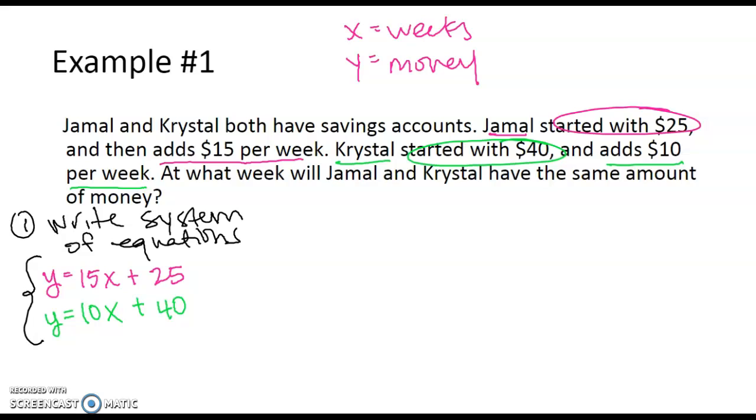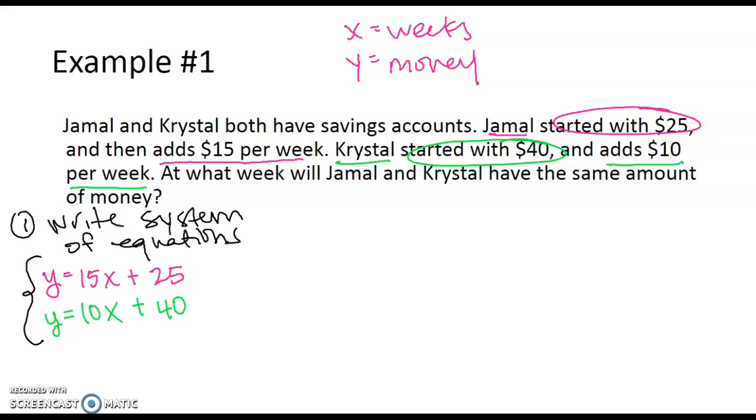So then finally, we need to figure out when they are going to have the same amount of money. We can use any of the strategies that we've learned before. We can use a table, a graph, substitution, or elimination in order to figure this out. Because they're both in y equals mx plus b form, I'm going to use substitution for this one, but you can use whichever strategy you want. Pause the video and then push play when you feel like you have your answer to check.